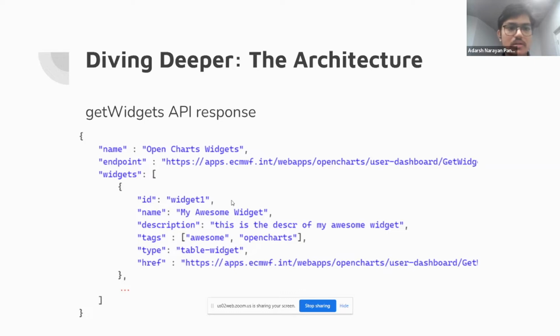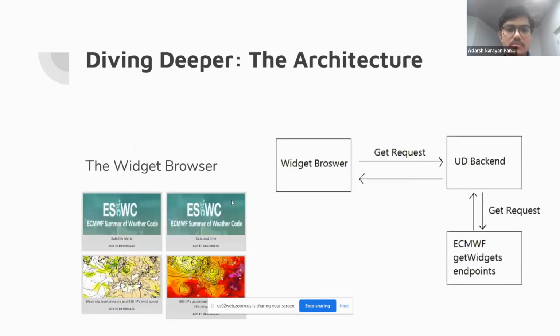We'll have the name and endpoint of the request that we get, and then the widgets will be listed as the data, the payload that will be rendered on the widget browser. So this is how it happens. The widget browser sends a GET request to the user dashboard backend. It in turn sends a GET request to the ECMWF GetWidgets endpoints, which gives the data to the backend, and then the data reaches the widget browser, and this is how it is rendered in the front end.